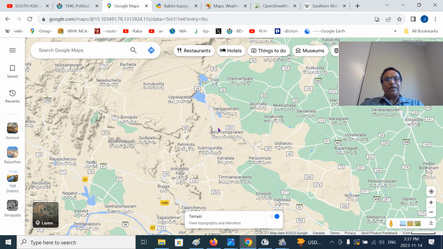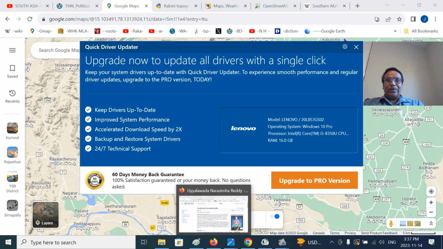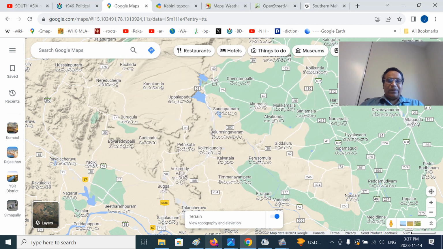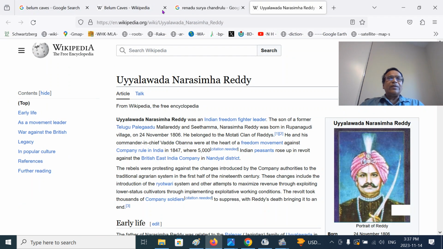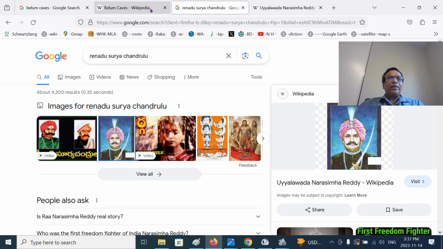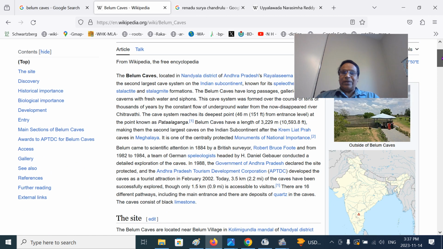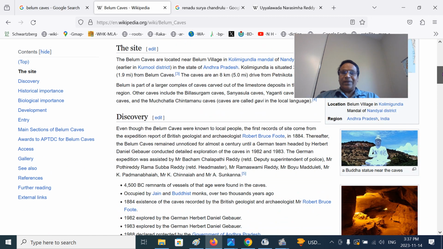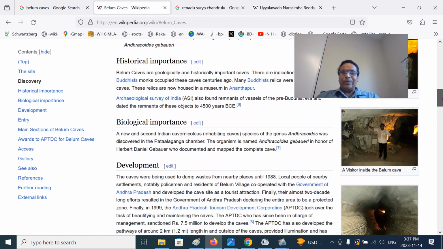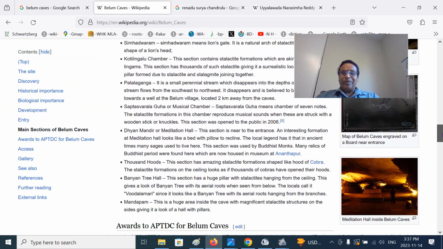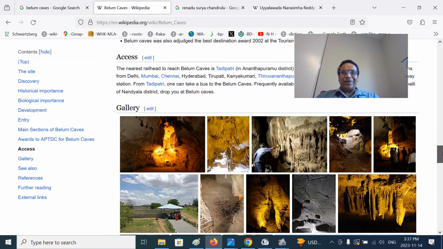Belum caves will be there. Here the Belum is very important. You can see the Belum caves, one of the major geological wonders of India. This is how the cave formation is there. People from outside the Andhra province also come here and see.